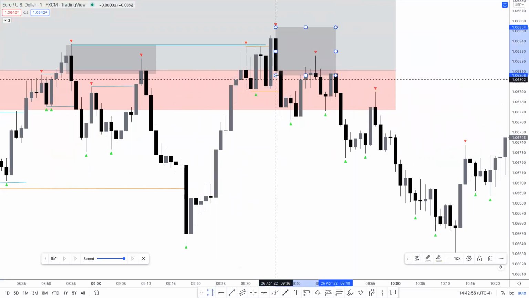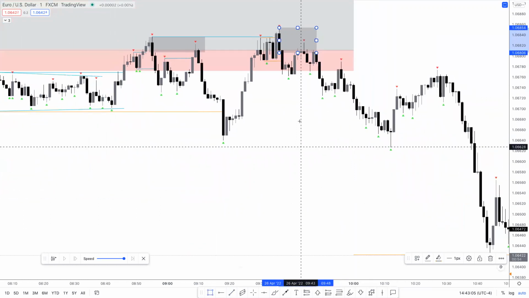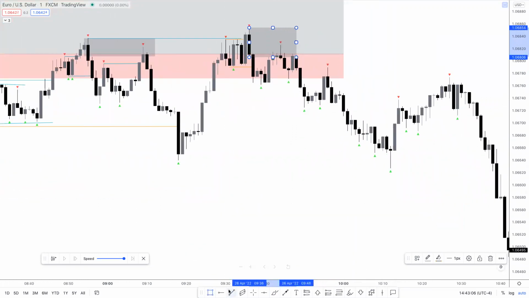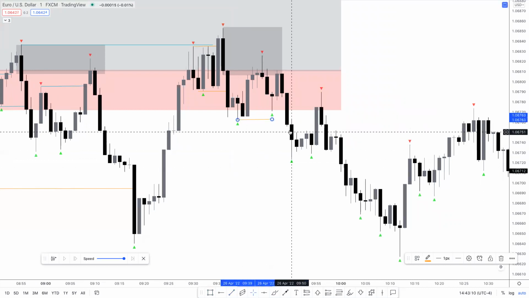I didn't take all this imbalance. I just took this 1 minute candle. I figured it was enough. That is a little bit more of the gut feeling side of things. But if you wanted to scale in, you could have scaled in. I decided not to. But here is that next break of structure.